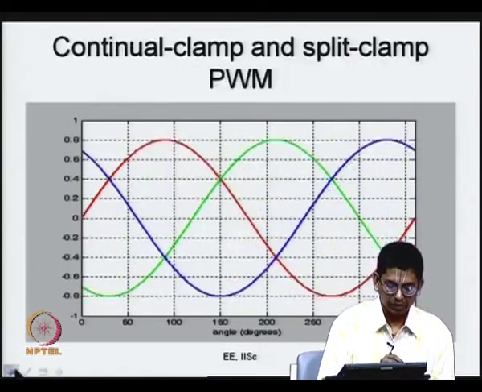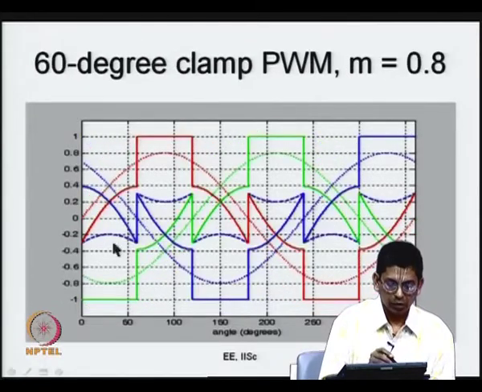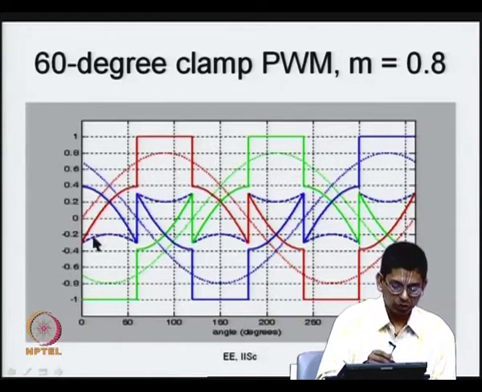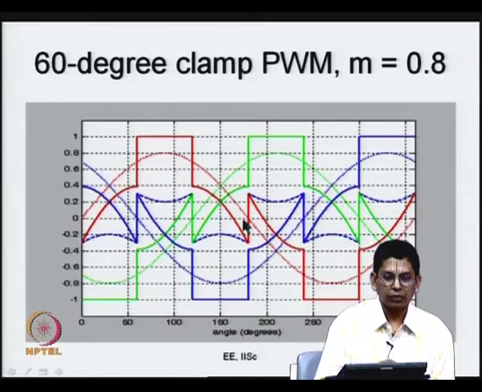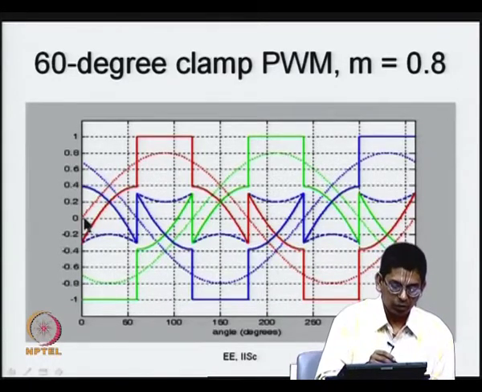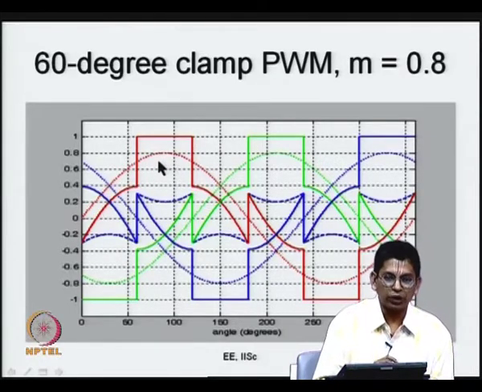So, now let me take the 60 degree clamp PWM method, when the power factor is high, that is, when the power factor is unity. This sine represents the fundamental voltage. If your power factor is unity, again your fundamental current will be like this, and the current will have its peak close to the voltage peak now.